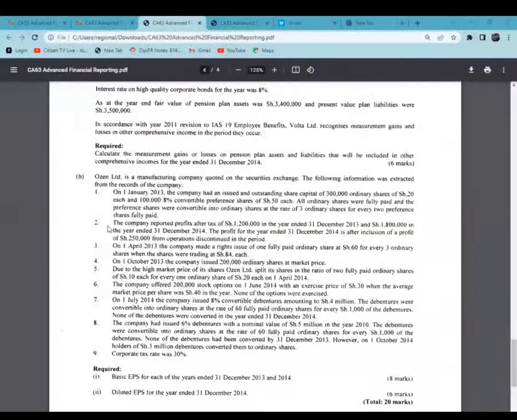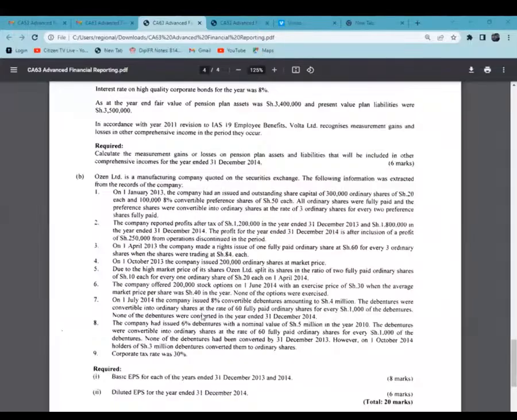Next date. What are we told here? Note 6. The company offered 200,000 stock options on 1st June 2014 with an exercise price of 30 when the average market price per share was 40 in the year. And none of the options were changed to ordinary shares. So these ones are potential dilutive instruments. We will use these for part 2, when we'll be calculating the diluted EPS. But for part 1, these ones will not be used at all.